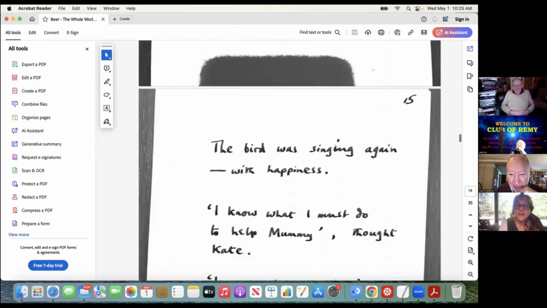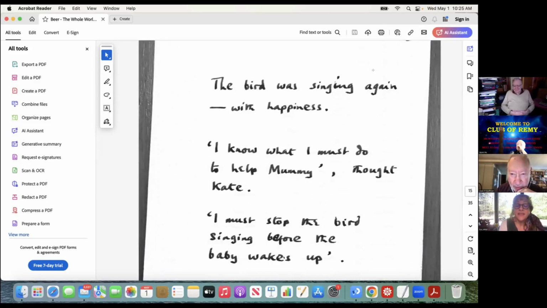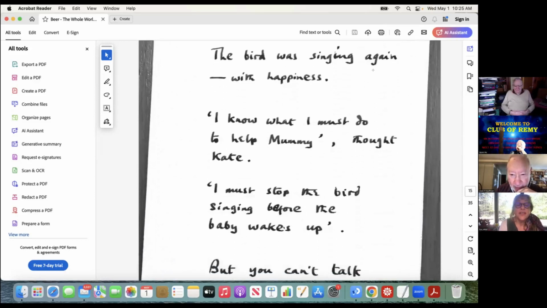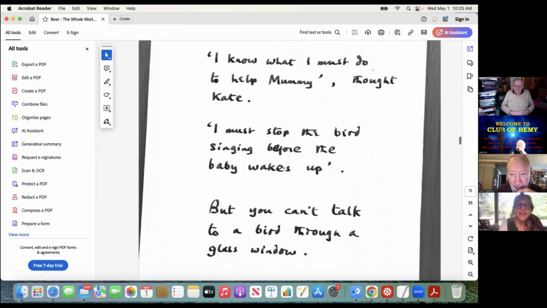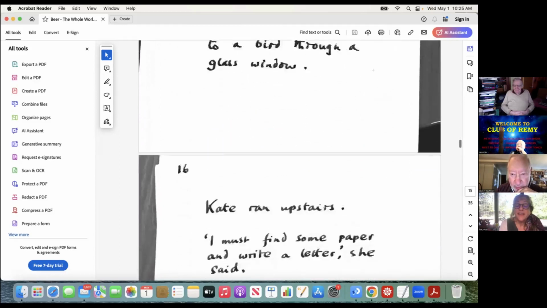The bird was singing again with happiness. "I know what I must do to help Mommy," thought Kate. "I must stop the bird singing before the baby wakes up." But you can't talk to a bird through a glass window.